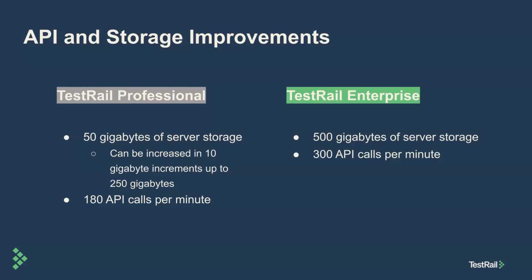Besides the storage space, TestRail Enterprise Cloud users will also benefit from improved API bandwidth, allowing for up to 300 API calls per minute, up from the TestRail Professional's 180, so that you can integrate your entire DevOps stack without worry, from CI/CD tools like Jenkins to BI tools like Tableau.